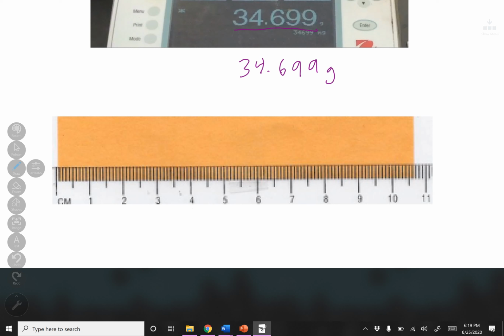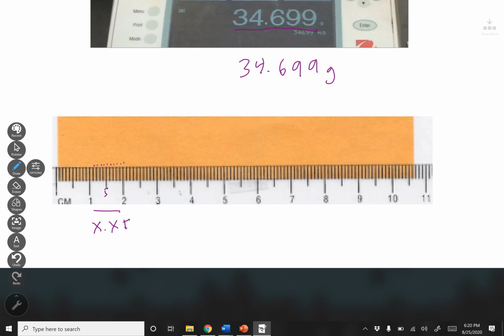So from 1 to 2, we know this is 1 centimeter. Okay, so from here to here, we know is 1 centimeter. And if we go 1, 2, 3, 4, 5, 6, 7, 8, 9, 10. Okay, so my markings, my certain digits, are in this form, x point x. In other words, I have a certain ones digit and I have a certain tenths digit. So just like with the balance and with the graduated cylinders, or at least the 10 milliliter graduated cylinder, I can estimate one more digit.